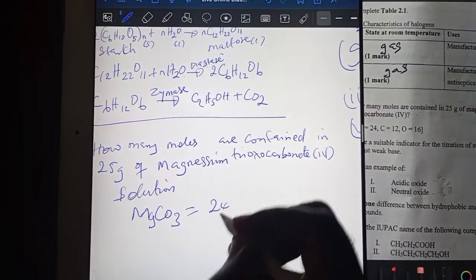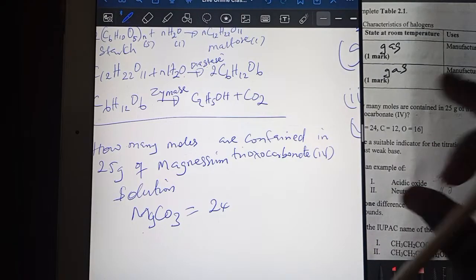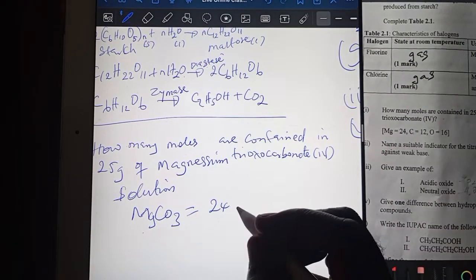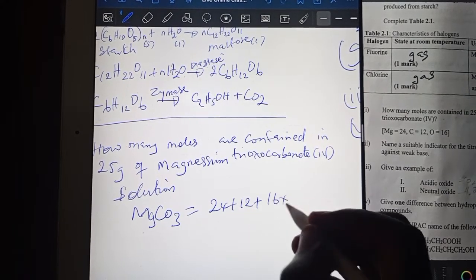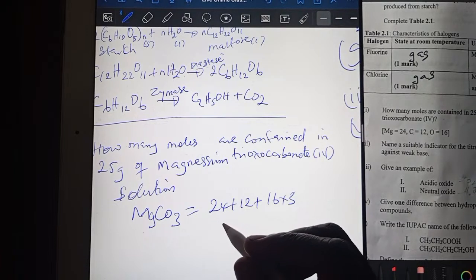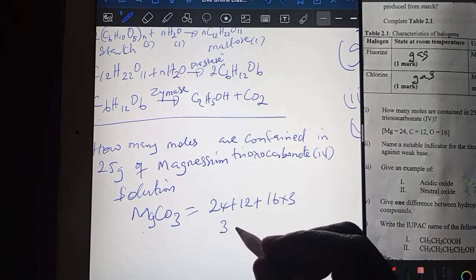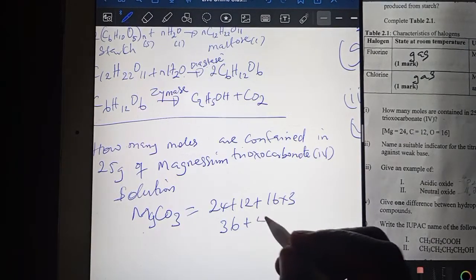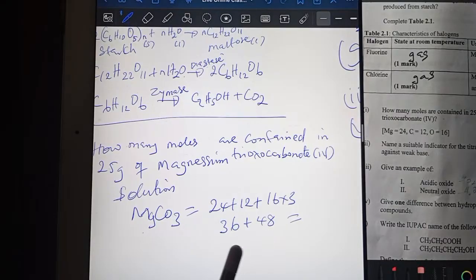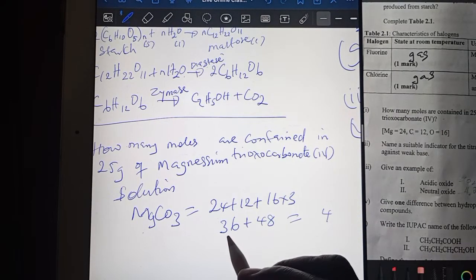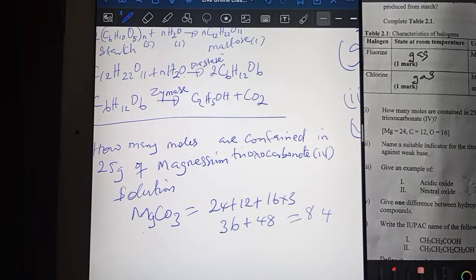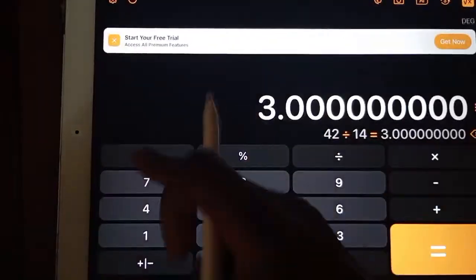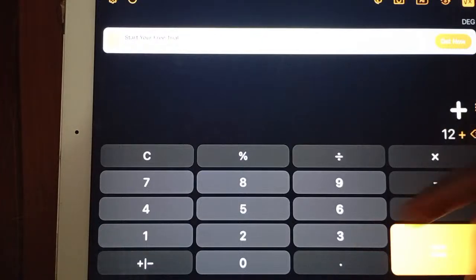Solution. First of all, what's the formula? MgCO3, where Mg is 24, given in bracket over here. Carbon is 12, so we have 24 plus 12 plus 16 times 3, which will give us 24 plus 12 is giving us 36 plus 48. Horizontal addition, 6 and 8 will give us 14. This is 84. So the molar mass of magnesium carbonate should be 24 plus 12 plus 48. Let's still confirm. 24 plus 12 plus 48.